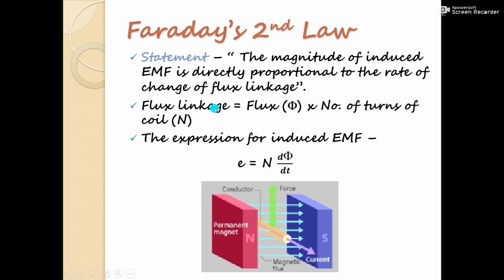Let us move to the second law, that is Faraday's second law of electromagnetic induction. This law gives the magnitude of the EMF induced. The statement is: the magnitude of induced EMF is directly proportional to the rate of change of flux linkage. Flux linkage is nothing but the flux multiplied by the number of turns of the coil. The expression for induced EMF is given by E = N dφ/dt, where N is the number of turns in the coil, and dφ/dt is the rate at which the magnetic flux changes.